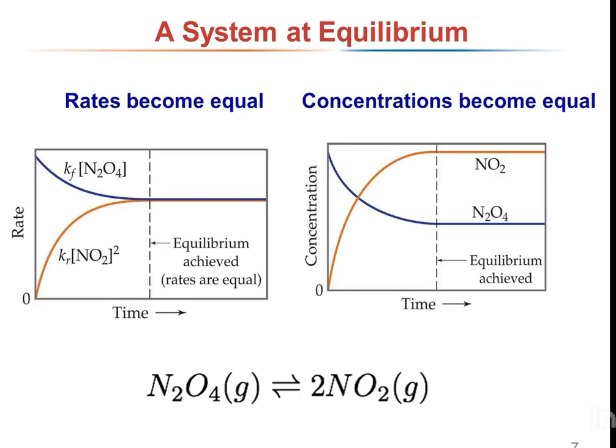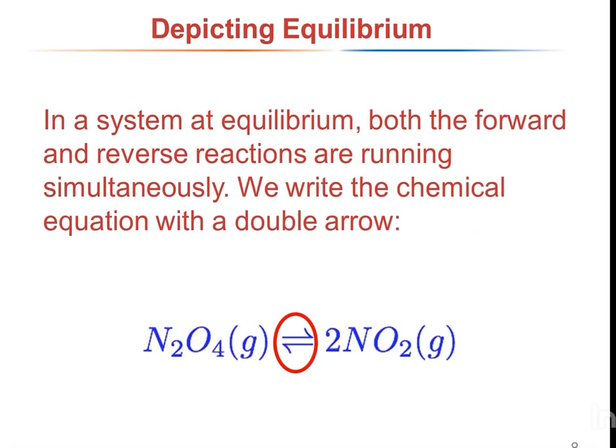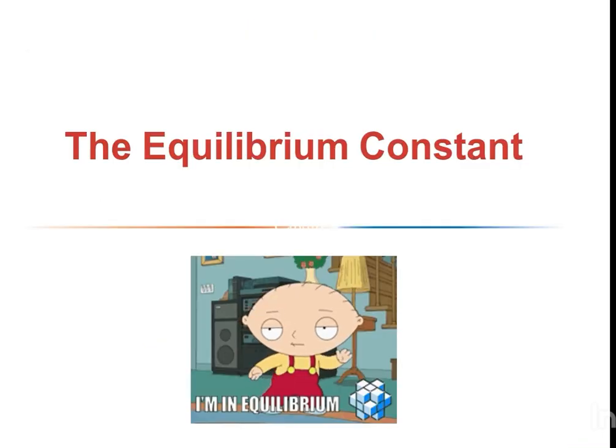This can also be explained in terms of rates. Rates are going to be constant once equilibrium is achieved. How do we show the equilibrium? Just by a double arrow. The equilibrium constant. How do we calculate the equilibrium constant?